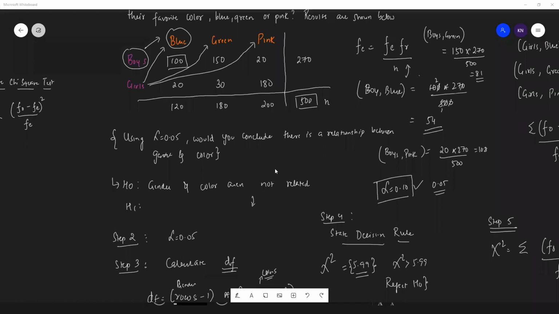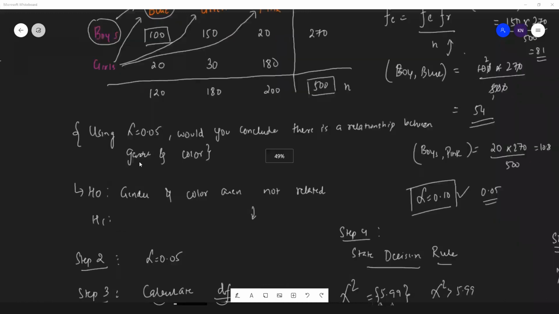Rohit Shinde, the question will be given over here, you know. Would you conclude the relationship is between gender and color?